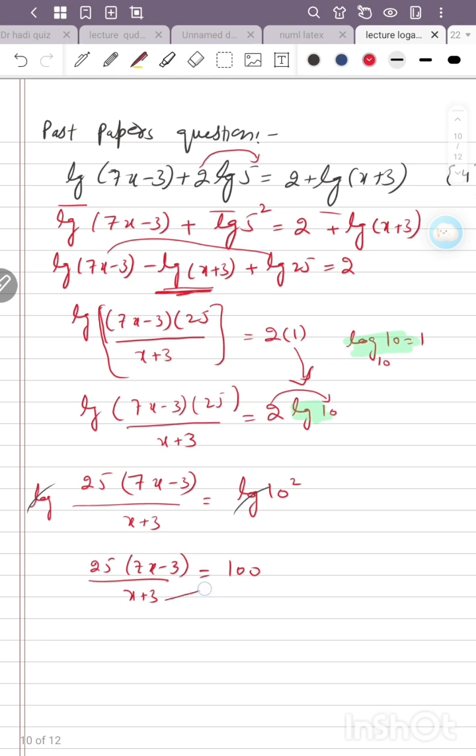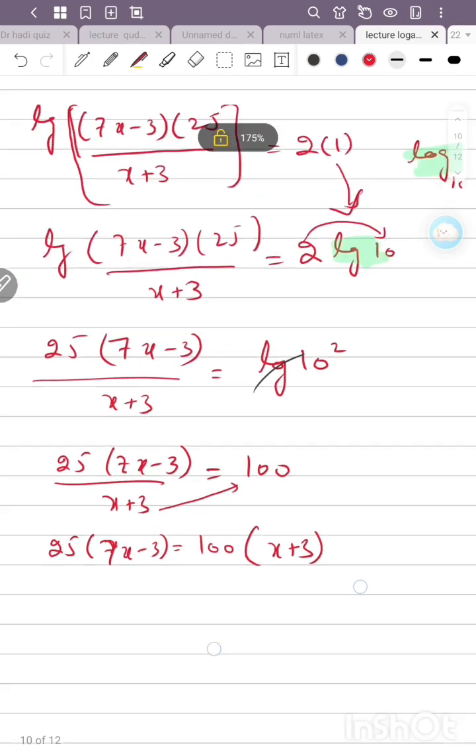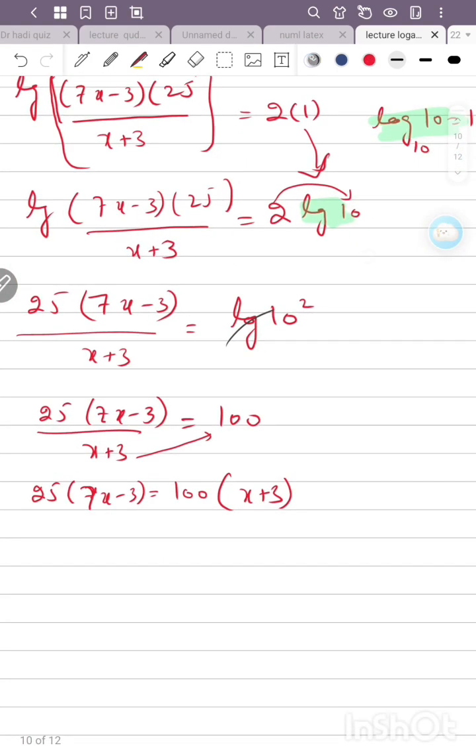Now this will be multiplied to the other side: 25(7x - 3) equals 100(x + 3). Now I have to zoom in. Here, 25 ones are 25, 25 fours are 100. So we cancel this: 7x - 3 equals 4x + 12. So 7x - 4x equals 12 + 3, 3x equals 15, and we got the answer x equals 5.